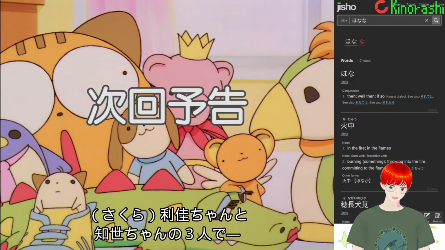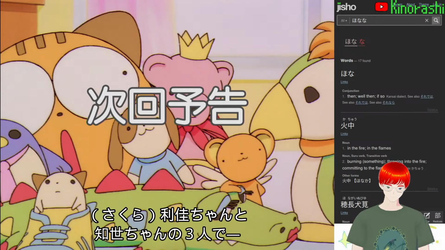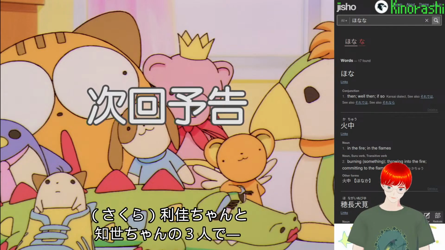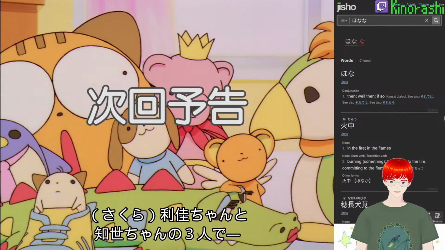Rika-chan to Tomoyo-chan no sanin de. So the three of us, or Rika-chan and Tomoyo-chan and myself. When you say just the names and then no sanin for three, it implies you're including yourself in that group. And she's saying de, so the method of the three of us, sort of like how hitori de is how you say you're doing something by yourself. How are you doing it? You're doing it in a by yourself way.